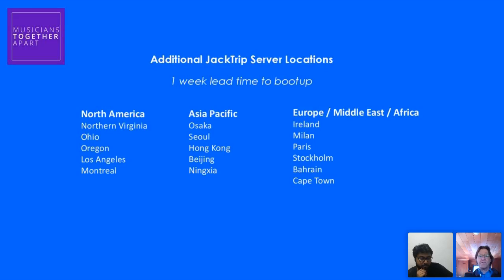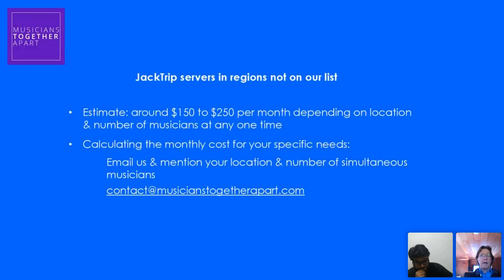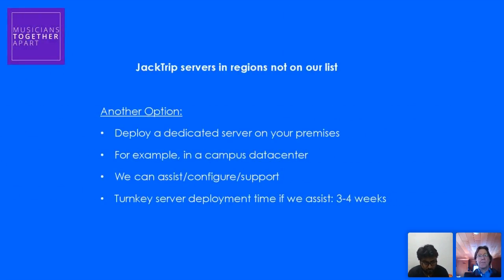That's a very expensive one. Cape Town, South Africa, also pretty expensive because the prices do change per location. But Northern Virginia is a good one that covers the DC area and larger vicinity, obviously. Okay. So those we're estimating around 150 to 250 per month. And again, that's for those other regions, and they're not on our website because the costs can vary. So we can try and give you more details on that if you email us, contact at MusiciansTogether.com.